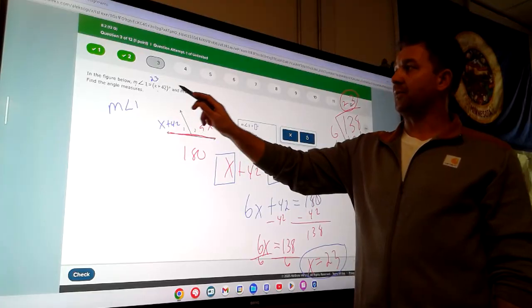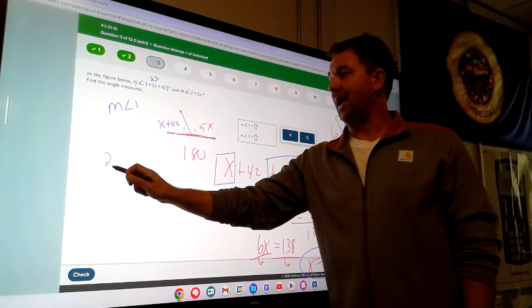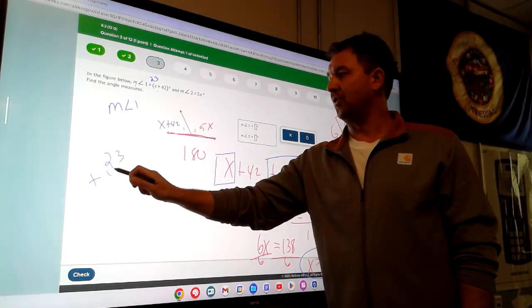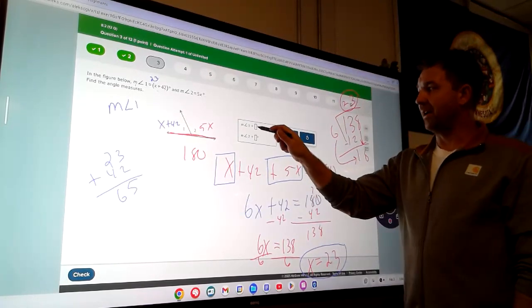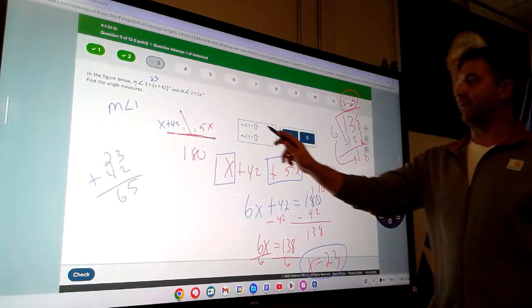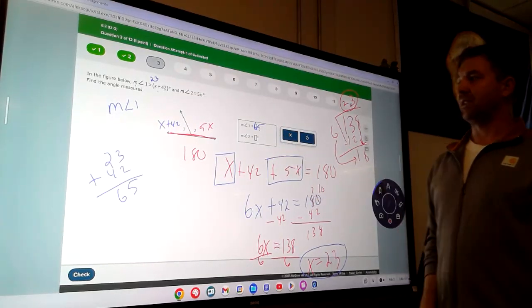So 23 plus 42 is all I have to do. I have 23, and I will add 42 to it. That's a 5, that's a 6. So I know the measure of angle 1 is 65. So I can put a 65 right there.